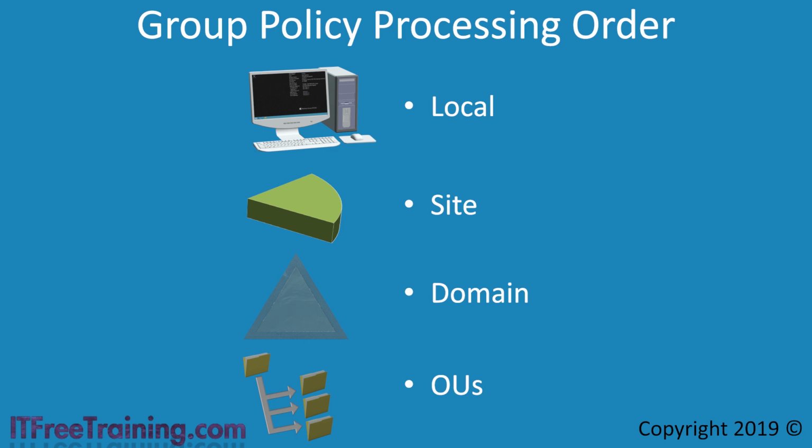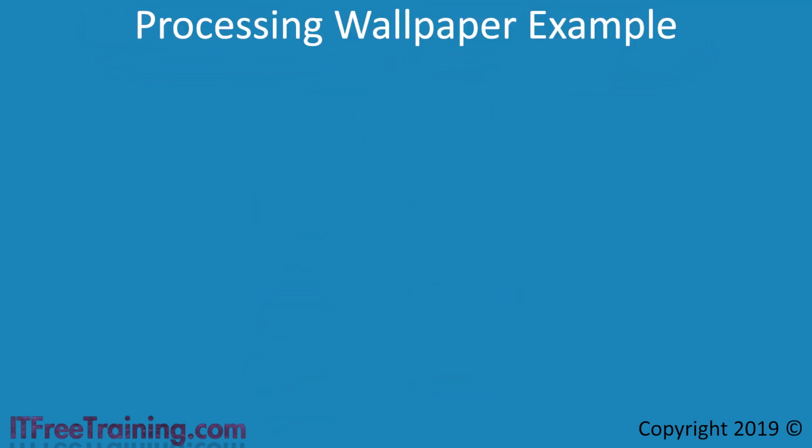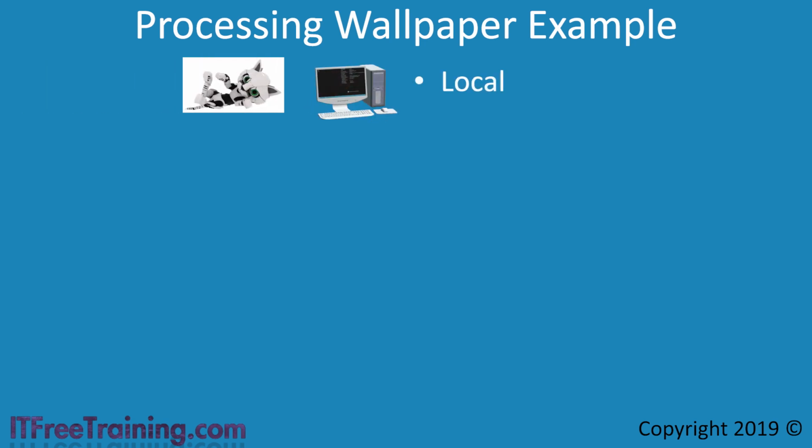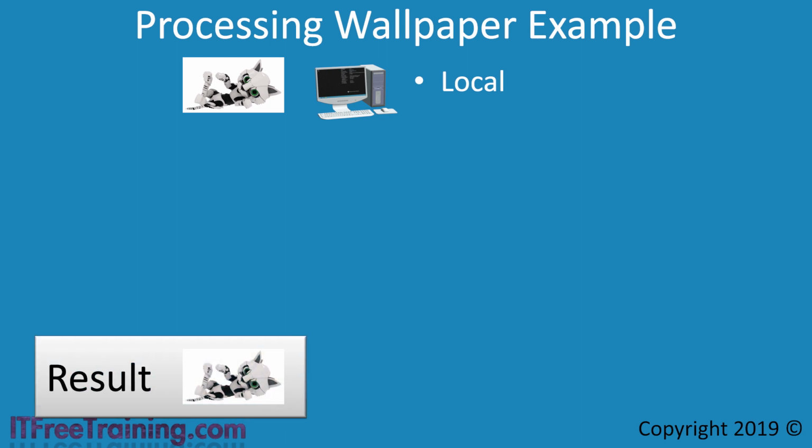Let's look at an example which will make this a bit easier to understand. In this example, the user has configured the local group policy to change the desktop wallpaper on the computer to a picture of a cat. When group policy is applied, the results will be the wallpaper on the computer will be changed to a picture of a cat. Although the desktop wallpaper image of the cat is quite cute, management has decided that they do not want this and would like to go for something more corporate.